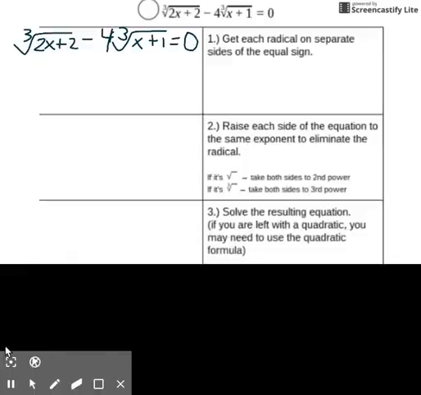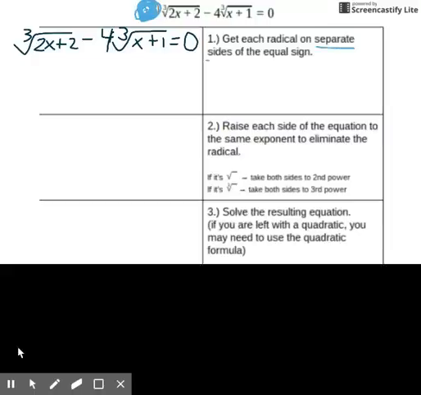Okay, so this type of problem, we're going to call this the blue problem. So color in your circle with blue. Okay. So the first step says get each radical on a separate side of the equal sign. So that means we need to move this other radical to the other side.